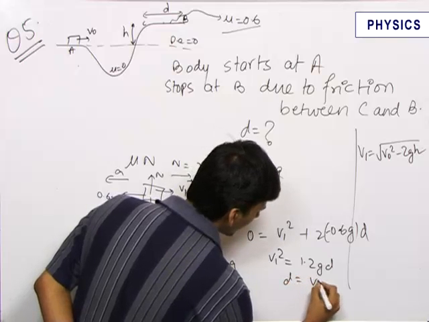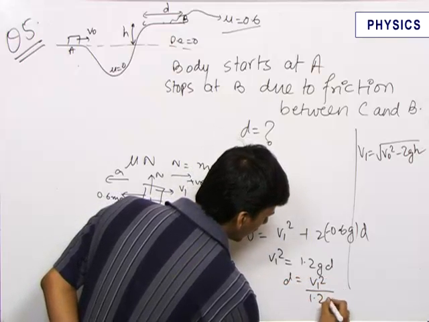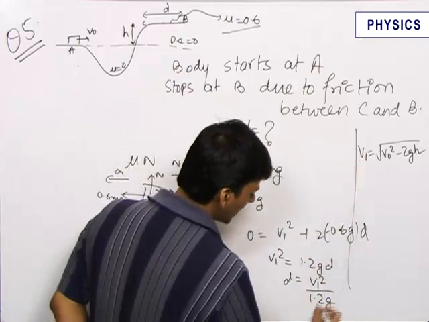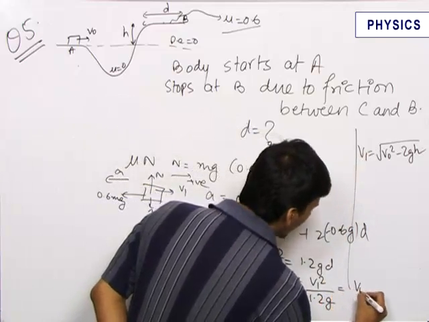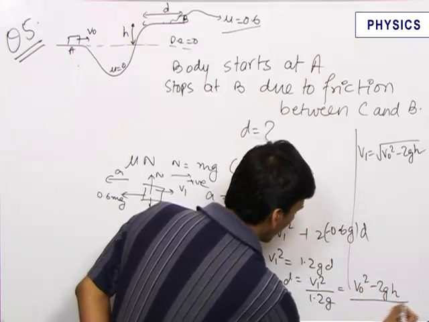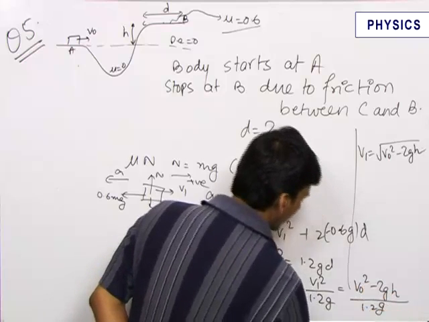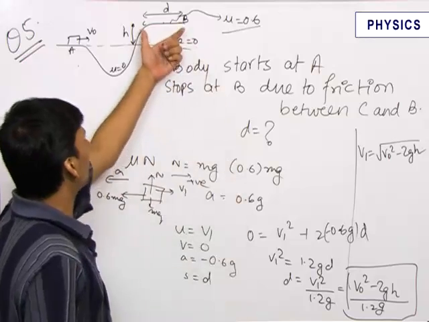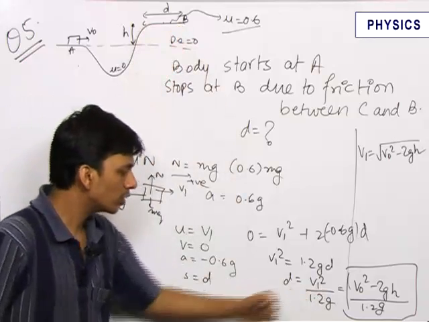Therefore, d is equal to v1 square upon 1.2 g. Now we know v1 square to be v0 square minus 2gh. We substitute it here to get v0 square minus 2gh upon 1.2 g. So this comes out to be our final answer for the distance travelled by the block when it comes to stop.